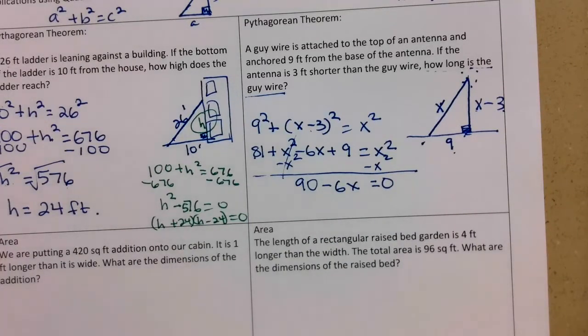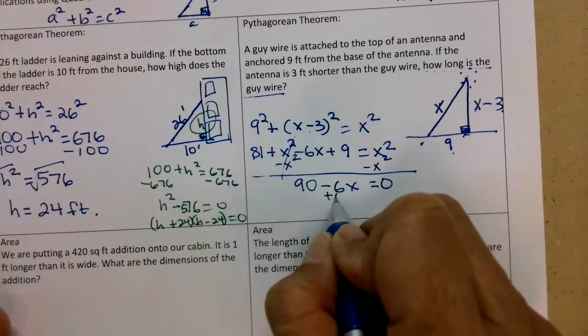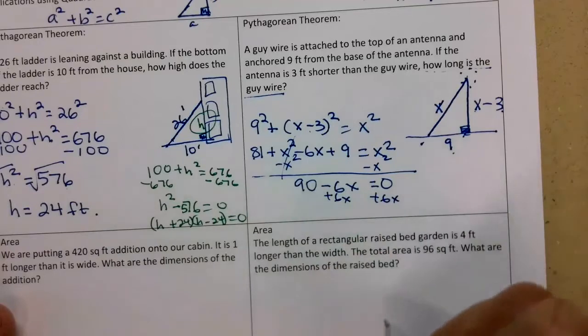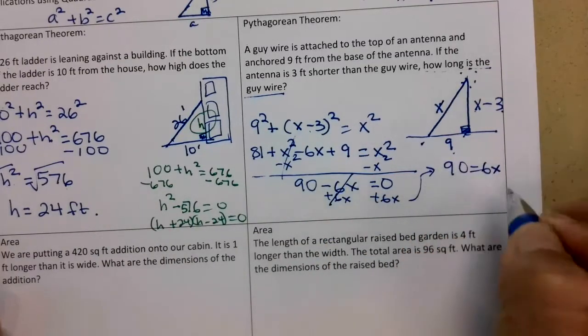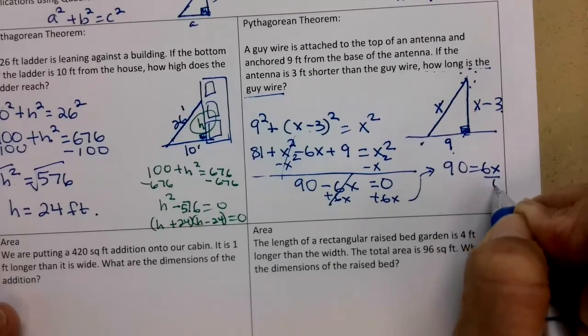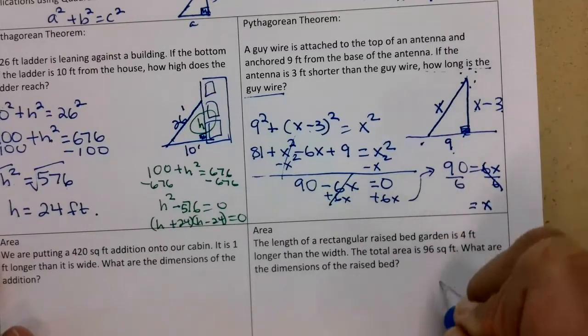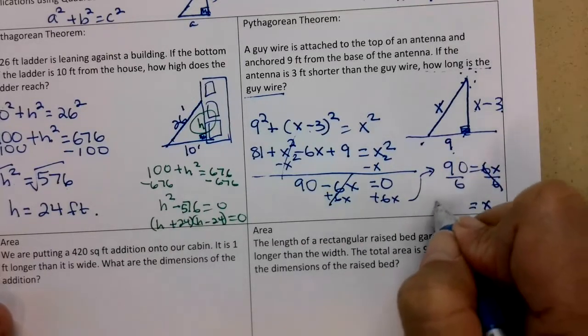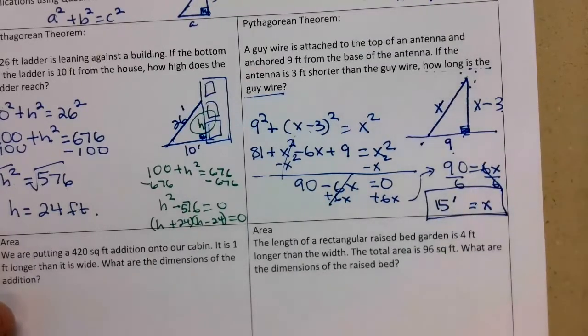Now that equation actually isn't quadratic anymore, right? It's linear. So now I have to think, okay, how do I solve equations that are linear? Well, we do that by getting the x term by itself. So now I'm going to add 6x to both sides. So now we have 90 equals 6x. And then divide by the 6. Same thing both sides. So x is, let's see, 90 over 6 is 15. So 15 feet for the guy wire. And that means the antenna is 12.